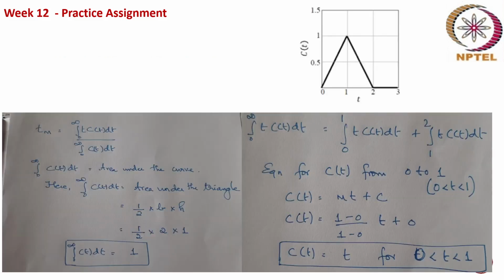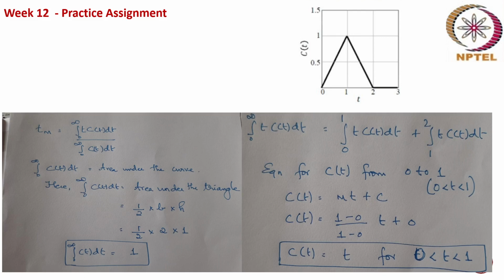The mean residence time is given by integral 0 to infinity t into C of t dt divided by integral 0 to infinity C of t dt. The denominator in the expression is nothing but the area under the curve. So we have to determine the area under this curve, which here is the area of the triangle.